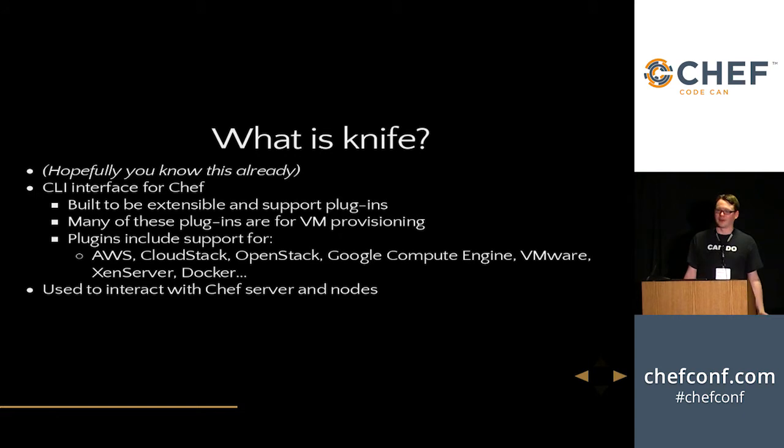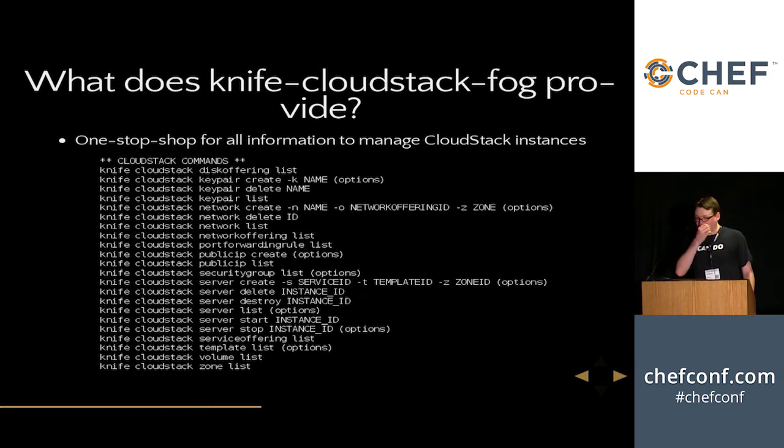So what is Knife? Hopefully, if you're at Chef Conference, you know what Knife is. Knife is the command line interface for Chef, and has all sorts of wonderful plugins. So what does Knife CloudStack Fog provide? When I was working on my initial release of Knife CloudStack Fog, all I basically had was Knife CloudStack server create, server delete, server list, and that was all I had.